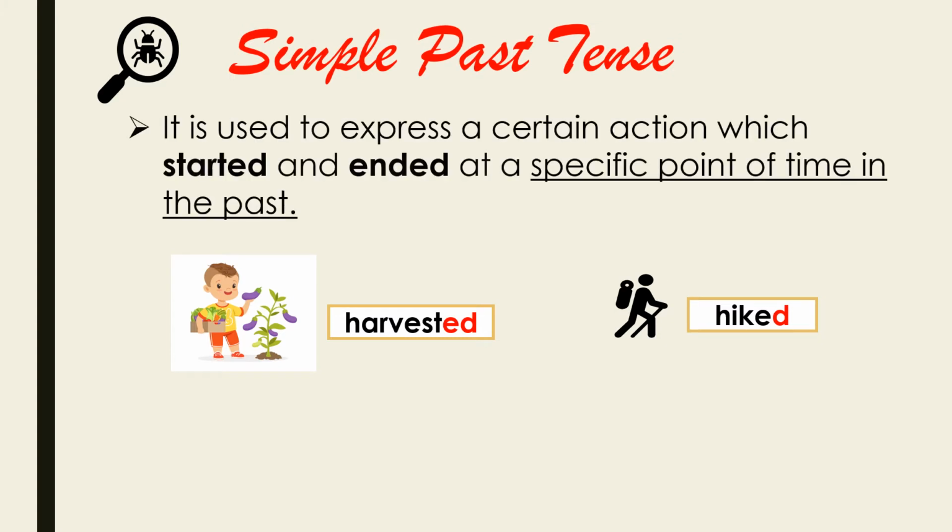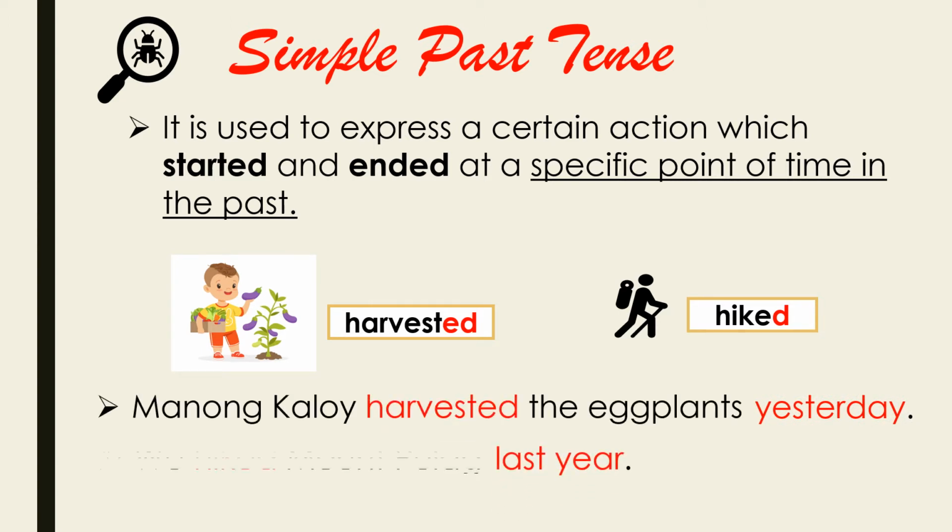This simple past tense denotes an event which began and ended at a certain point of time in the past. If the time is then specified, there must be indicators in the past such as last night, last week, yesterday, or last year. Please read the examples for me. Good job!